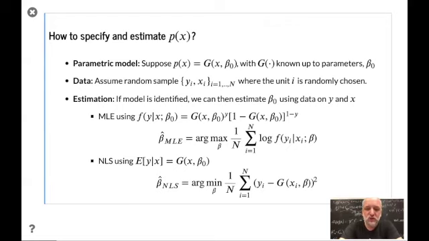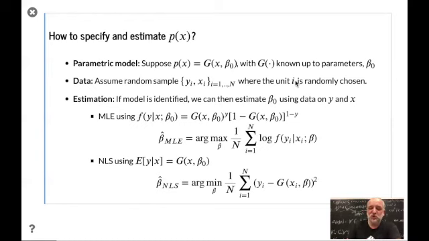With nonlinear least squares, you can also estimate beta, because we have a regression model. Before, we found that the conditional mean of y given x for a Bernoulli distributed variable was equal to p of x. This is a nonlinear regression model if g is nonlinear, and a linear regression model if g is a linear function. So you can estimate beta also with nonlinear least squares, and you have different choices of estimators. We're going to focus a lot on maximum likelihood because usually we can specify the entire distribution and it's more efficient.